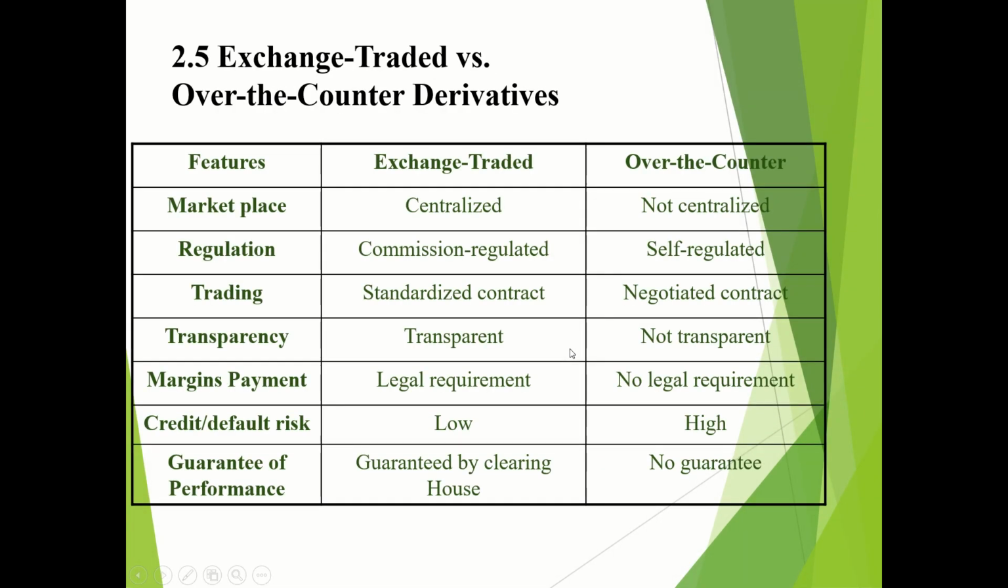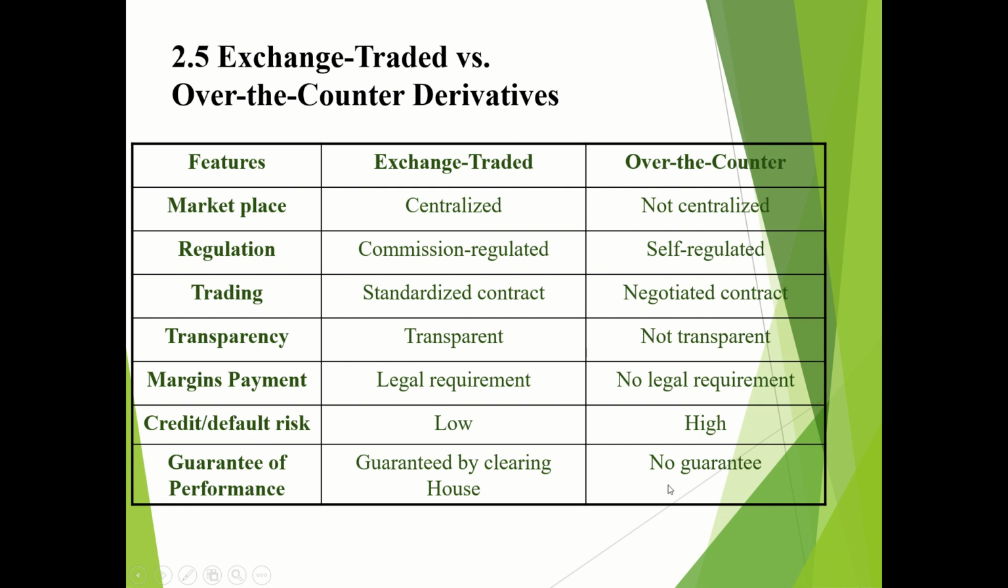Okay, and then we have exchange traded versus over the counter derivative. Okay, sebenarnya exchange traded ni fokus pada futures contract lah. As I told you just now, futures contract are traded in Bursa Malaysia Derivative Berhad. So the market is centralized. They are Securities Commission regulated punya market, and then the contract are standardized. It is a transparent contract sebab all the contract are standardized, and then of course you have to pay margin payment, alright, to secure your position, and the default risk is low, and finally the performance are guaranteed by clearing house. Exchange traded normally focus on futures and option.